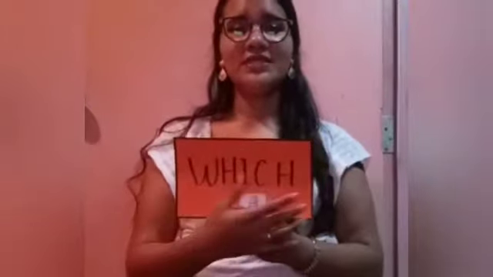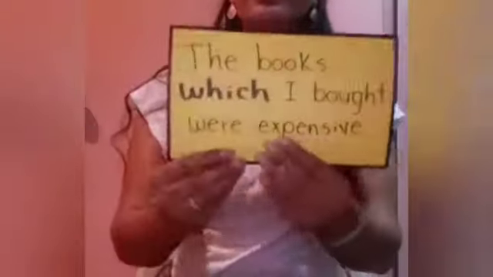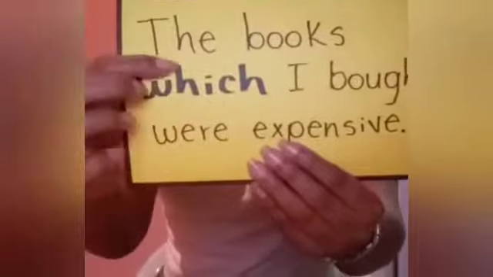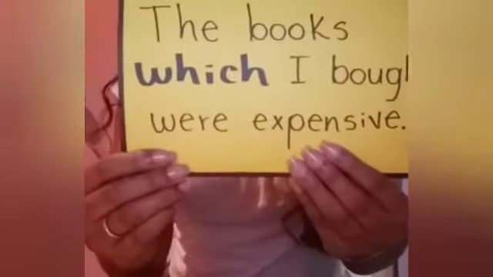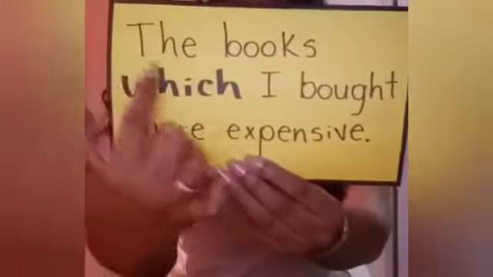And the next relative pronoun we have is which. So if you see in this part, we have a picture of books, right? But why? Because the relative pronoun which refers to things or animals. And we have an example of the use of it. The books which I bought were expensive. So if you see, I have the relative pronoun which here to make reference to the books.